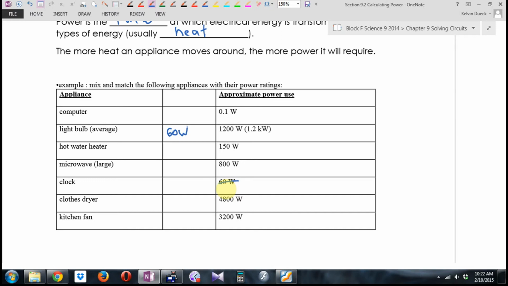Hot water. Aiden, clothes dryer. Clothes dryer has an incredible wattage. It moves an incredible amount of heat around. So looking at the wattages that are left, what's the biggest wattage? 4,800 watts.